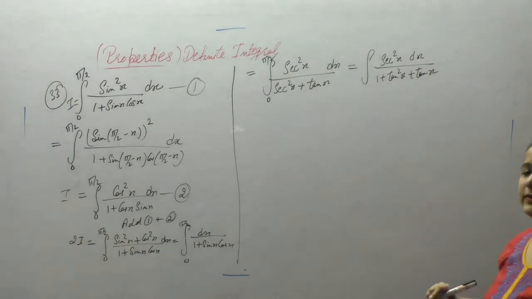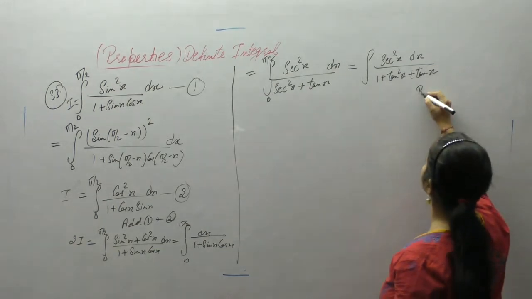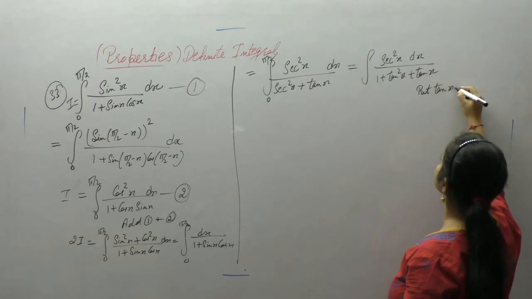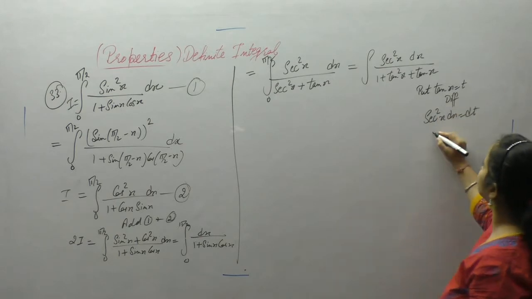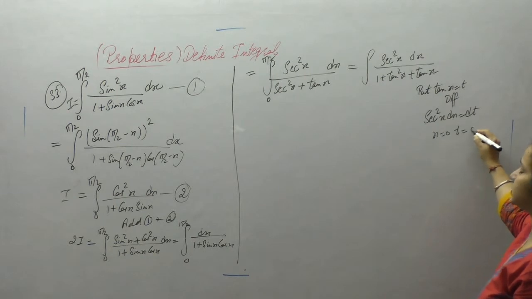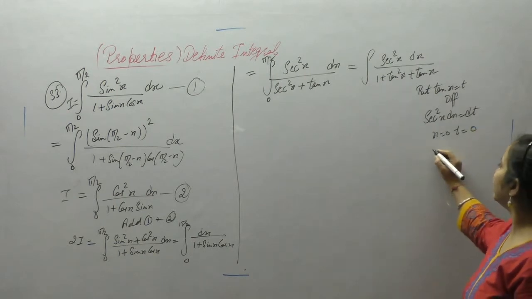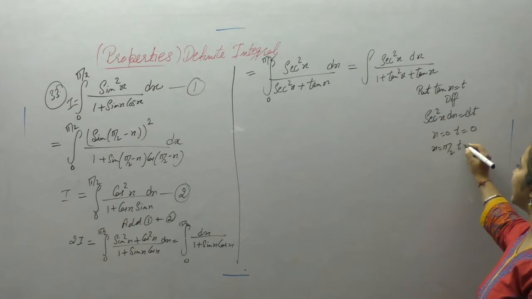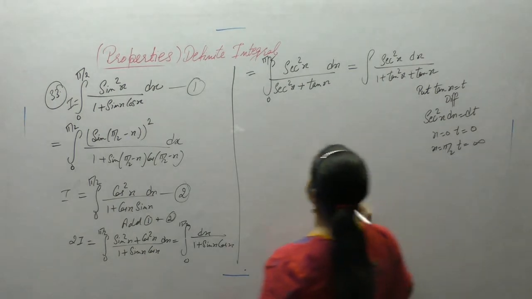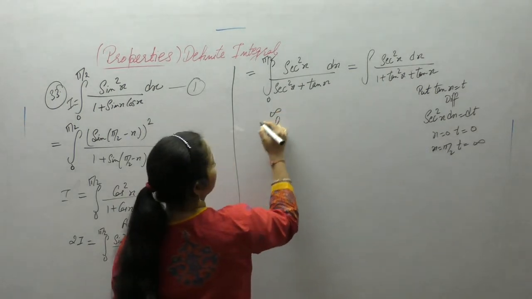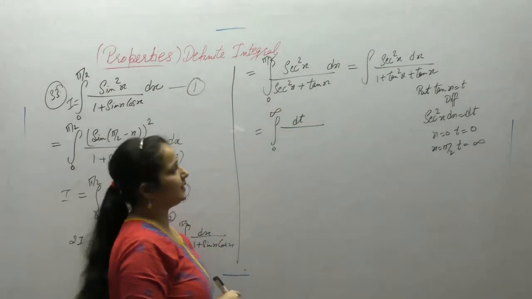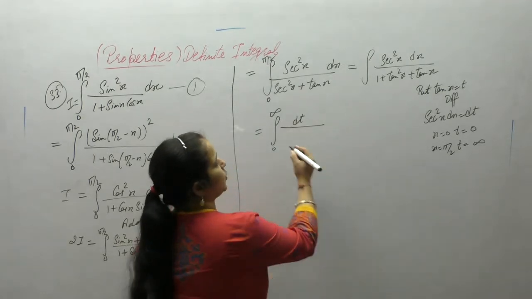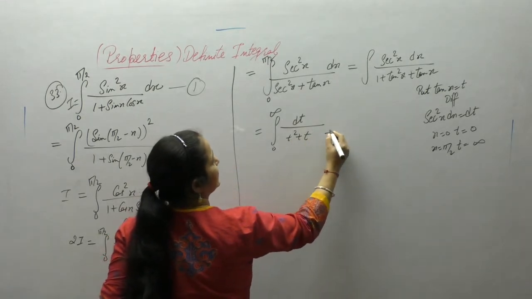Now we have the derivative of tan x in the numerator. So put tan x as t. The derivative of tan is sec square. Now when x is 0, tan 0 is 0, and when x is pi by 2, tan 90 is infinity. So the limit goes from 0 to infinity. Sec square x dx is dt, over t square plus t plus 1.